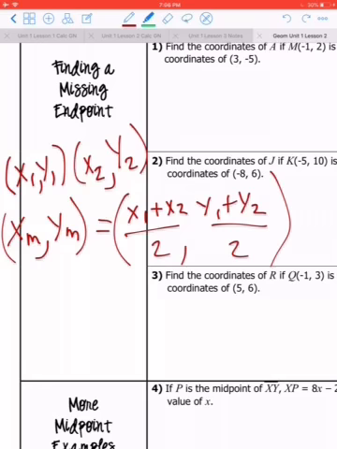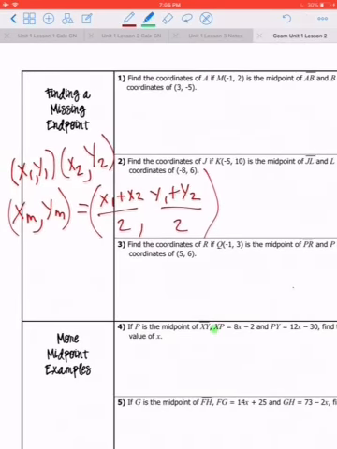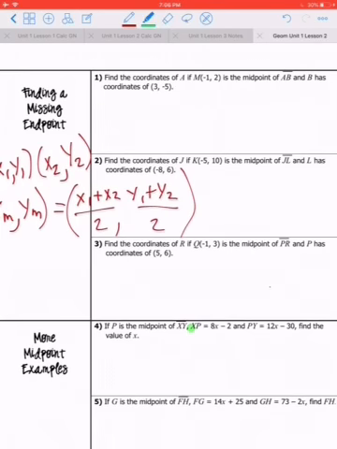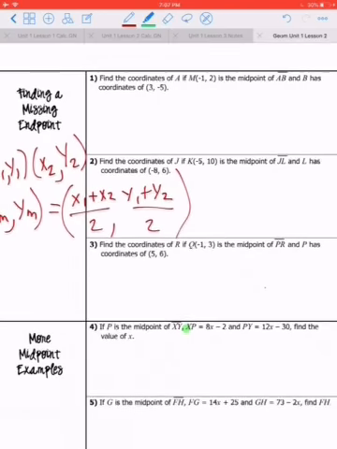Alright, let's see what's going on in example 1. Okay, so find the coordinates of A if M, negative 1, 2 is the midpoint of AB, and B has coordinates of 3, negative 5. Okay, so just above I'm going to sketch a little point. So we have a line segment here, A, B, and M is the midpoint. And they all have coordinates.